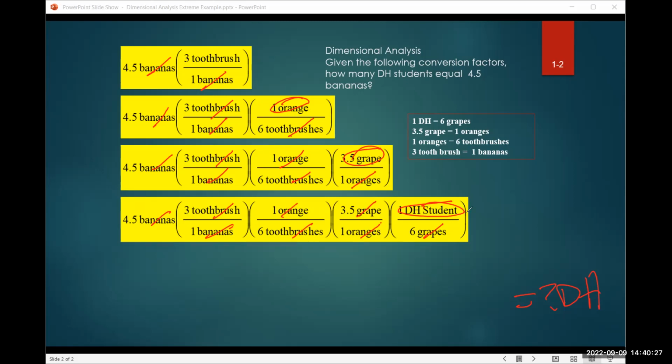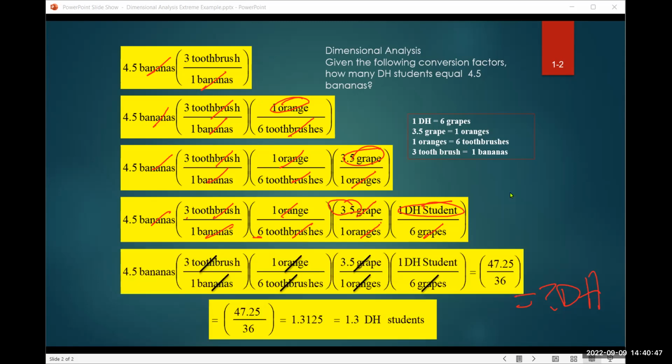Now everything's set up. Notice that I didn't convert the numbers I'm given. I just left them as they are and just put them in the numerator and denominator as needed. The 6 follows the toothbrushes, whether it be in the numerator or denominator. Okay. But now we just do the math. And once we're done, at the end, 4.5 bananas is equal to 1.3 DH students.